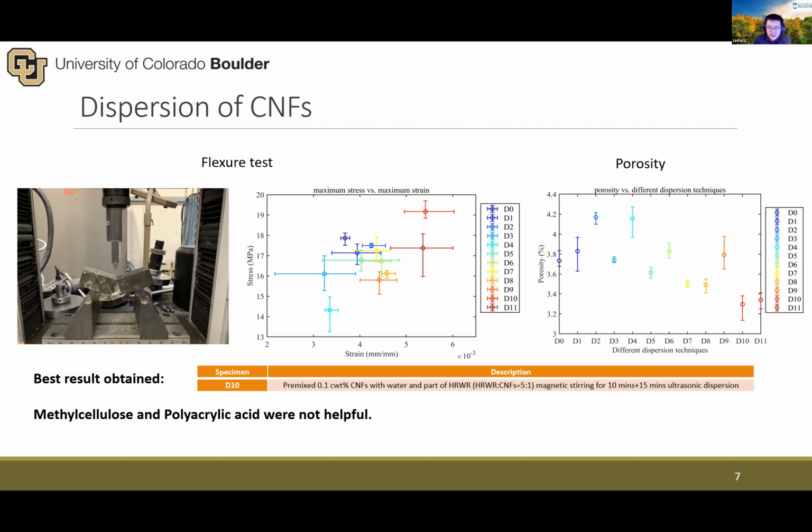From the testing results, D10 provided the largest flexural stress and strain as well as the lowest porosity. So from the results, we decided to pick D10 as the best dispersion technology.